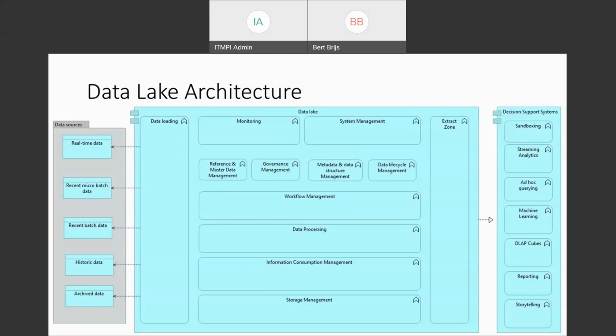And then you go to your extract zone, where you sort of try to deliver that integrated data, and where you can use it for decision support systems under various forms, like sandboxing, where you try to prove a hypothesis or try to discover the value of data, streaming analytics, ad hoc queries, machine learning, OLAP cubes, which is the classical approach, of course, reporting, and storytelling.